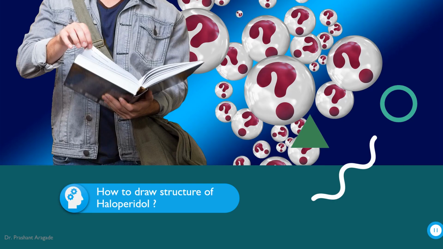Now, how to draw the structure of haloperidol? From where do you have to start? Let's see, I am going to draw in front of you on screen. You have to just follow the method. Definitely, it will be useful to you for remembering as well as drawing the chemical structure of haloperidol. Haloperidol is from the class of butyrophenones, that is the ketone of phenyl and butyl. So first you have to draw the phenyl butyl ketone.